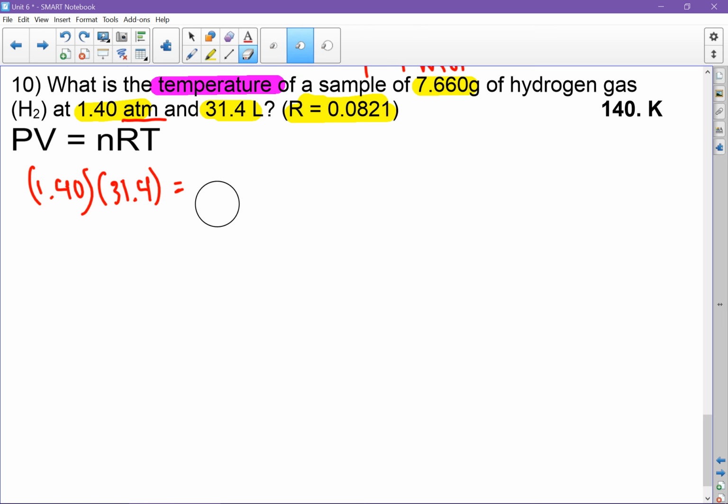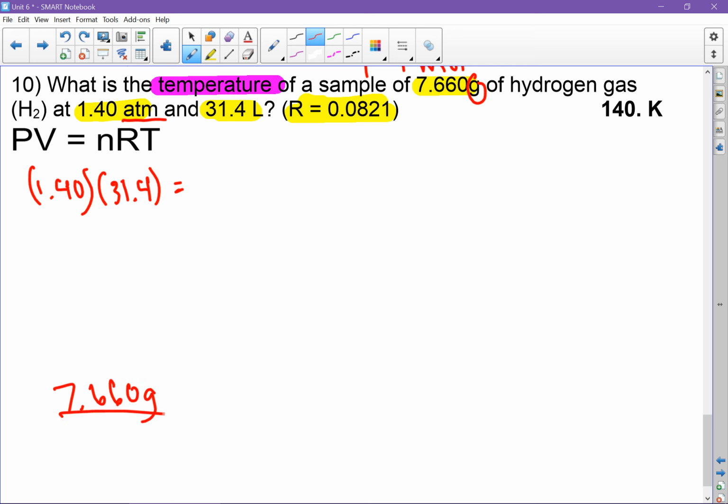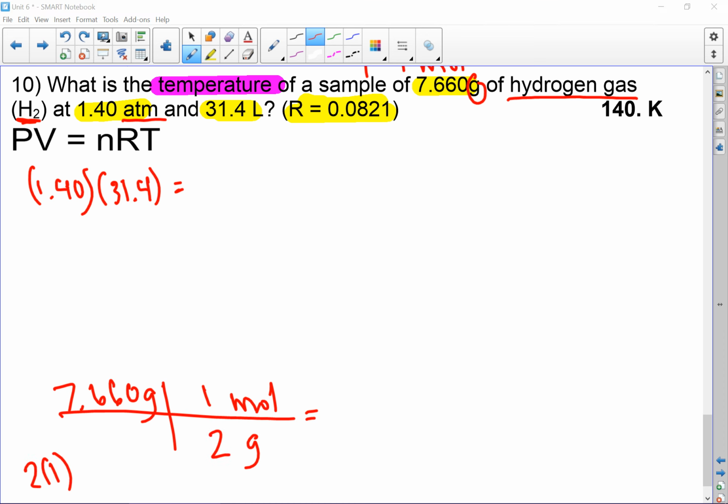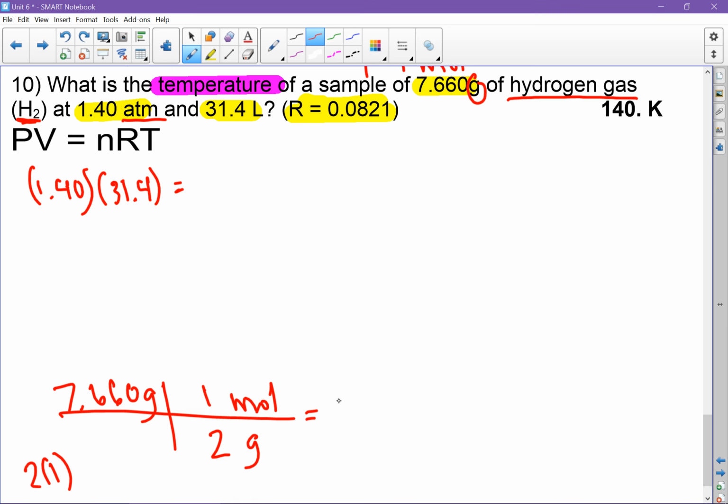oh, I don't have moles. I have grams. So we're going to have to figure that out with a fence. So I'm going to do 7.660 grams and turn it into moles. The compound that I have is hydrogen gas, and the formula is H2. There's 2 hydrogens, each one weighs 1, that means my mass is 2. So when I put this in, I get 3.830 moles. That's the number that I can then put back into my formula.